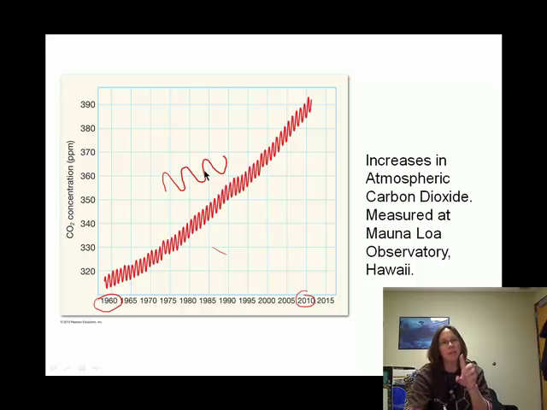So we have the autumnal minimum in carbon dioxide, because plants have flourished and they are being as great a sink as they can. And then we have the spring max of carbon dioxide.